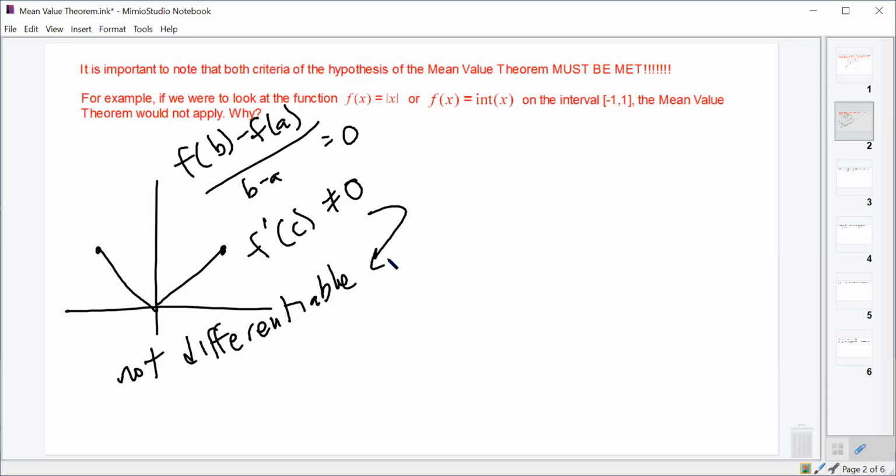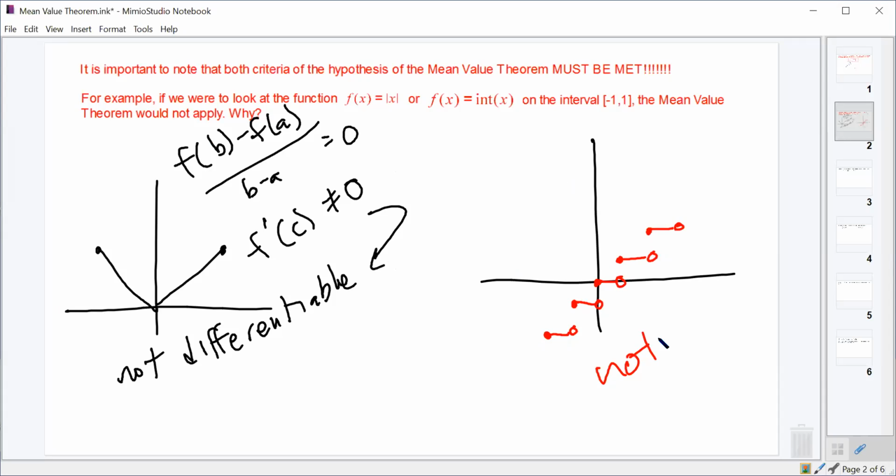Or if we have something like the greatest integer function, you guys are familiar with the greatest integer function? Vaguely at least. It looks like a step function. When I draw the picture, people will always go, "Oh yeah, I've seen that." For this one, the mean value theorem doesn't apply because clearly it's not continuous on any particular interval. Good.